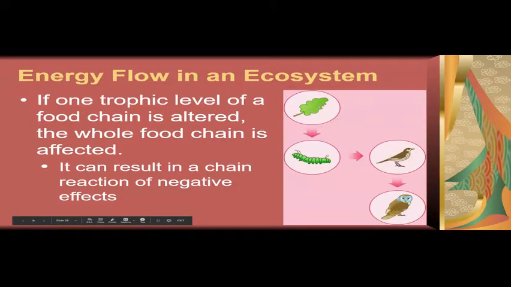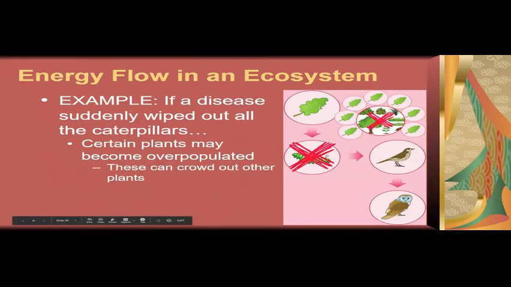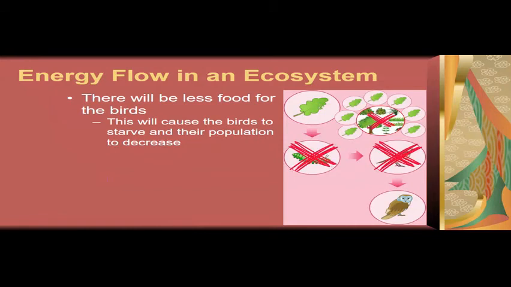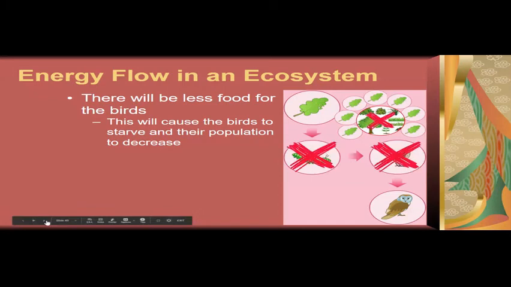If one trophic level of a food chain is altered, the whole food chain is affected. It can result in a chain reaction of negative effects. For example, if a disease suddenly wiped out all the caterpillars, certain plants may become overpopulated, and these can crowd out other plants. There would be less food for the birds, and this will cause the birds to starve and their population to decrease.